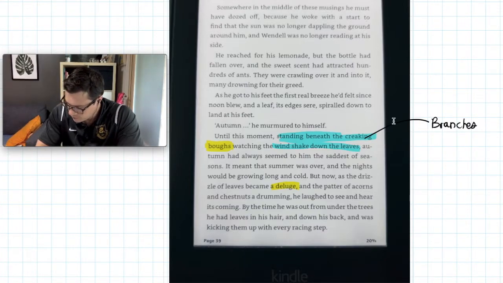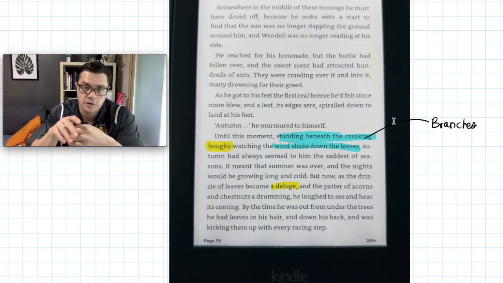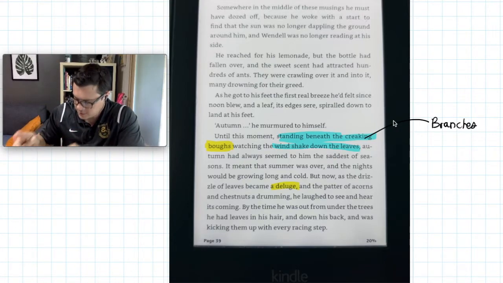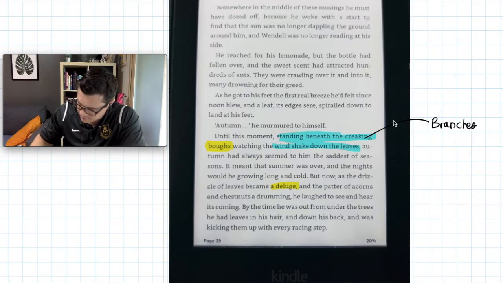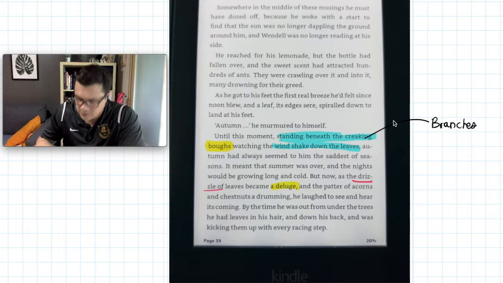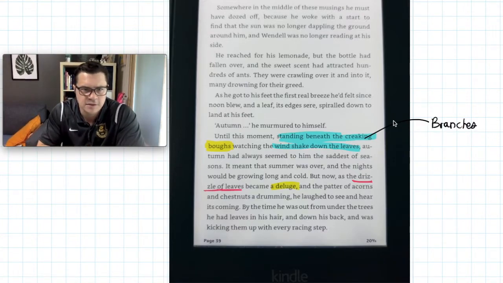So when I look here, again, I'm going to look around the word to see if I can come up with some words that might fit here. Okay, and what sticks out to me is the drizzle of leaves, right? And I think this is real interesting because drizzle, we usually use drizzle for rain, right? It's drizzling outside, right? It's lightly raining.